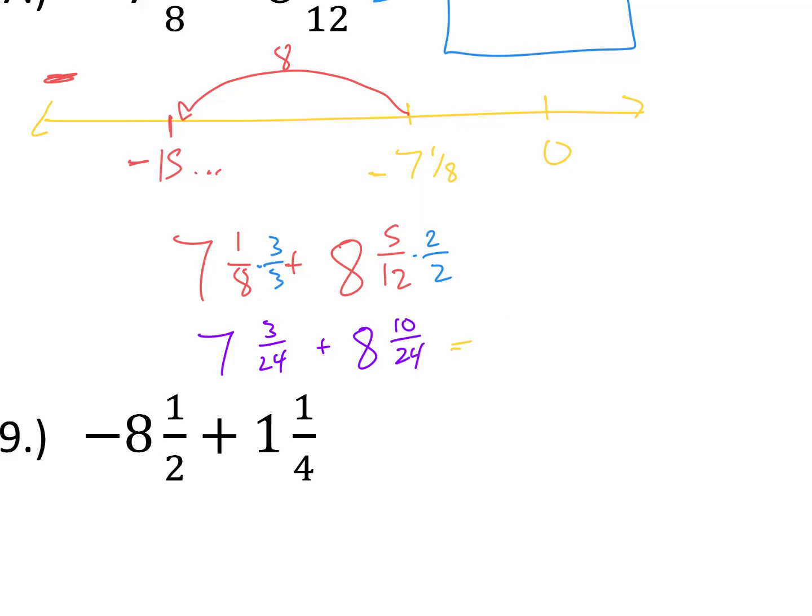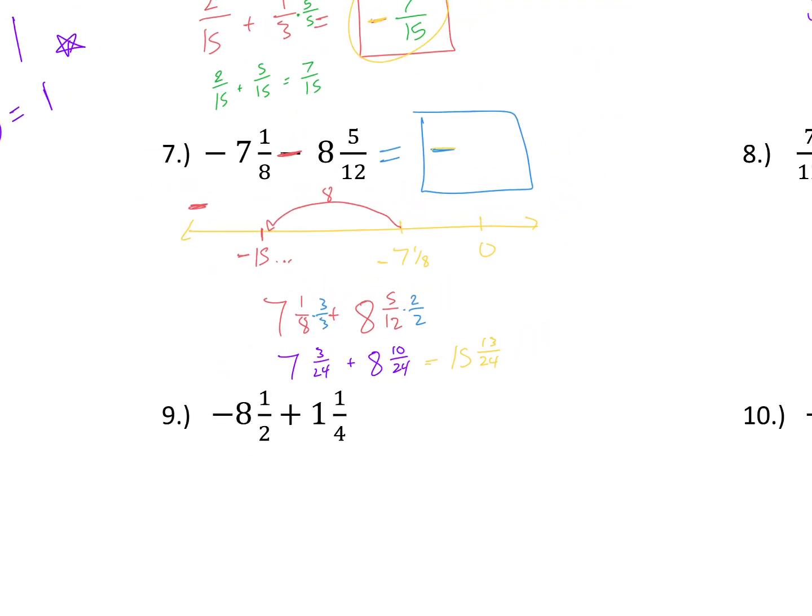When you add that together, you're going to get 15 and 13/24, which is your answer. Negative 15 and 13/24. That's your answer, okay? It doesn't reduce because 13 is a prime number and it doesn't divide into 24. So starting here at -7 1/8, going in the negative direction 8 and 5/12, you end up there.